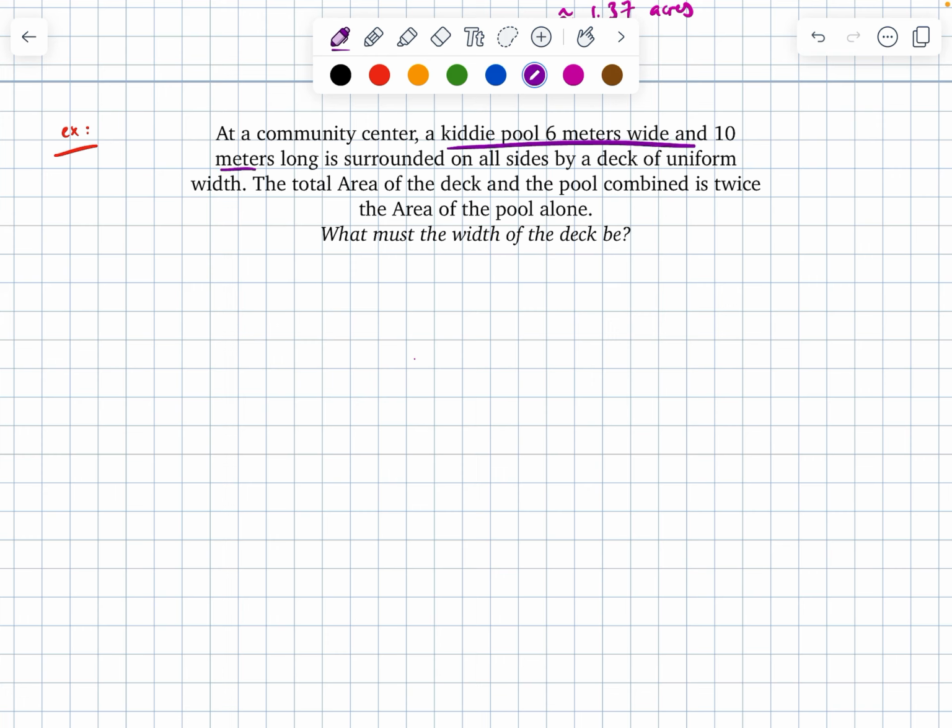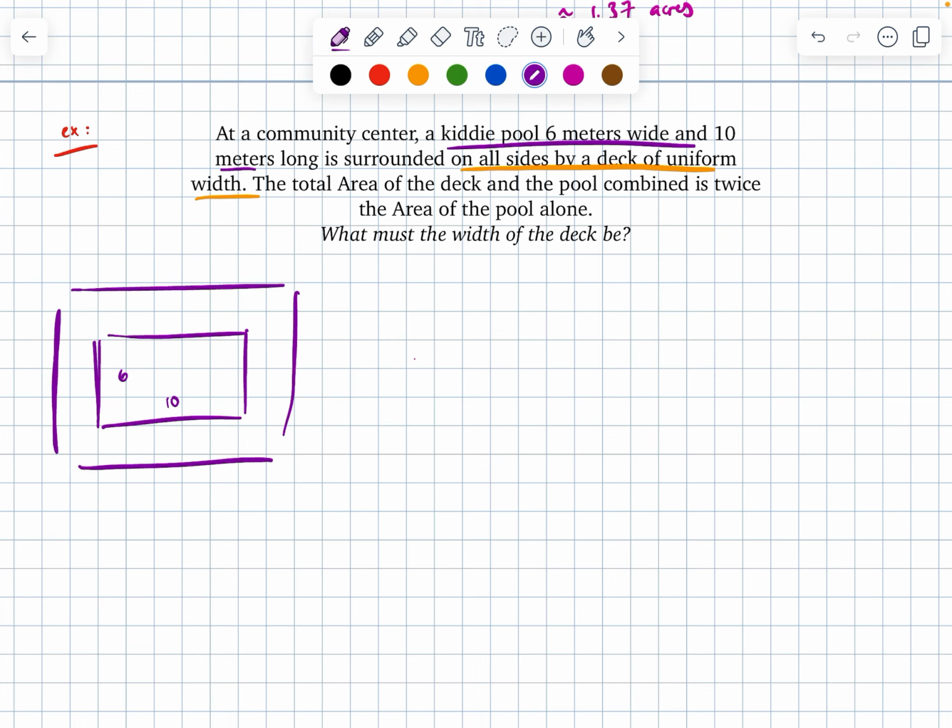Okay, well, we'll start by drawing our kiddie pool. We know that it's going to be, once again, a rectangle, and it's going to be 6 meters by 10 meters. I also know that on all sides, there is a deck of uniform width. Really quickly remind me, what does uniform mean? Uniform means it's the same on all sides. So I've got around my rectangle a bigger rectangle that is the same distance across on all 4 sides.